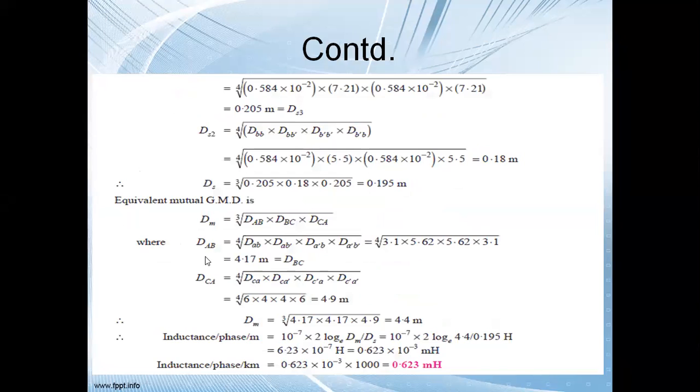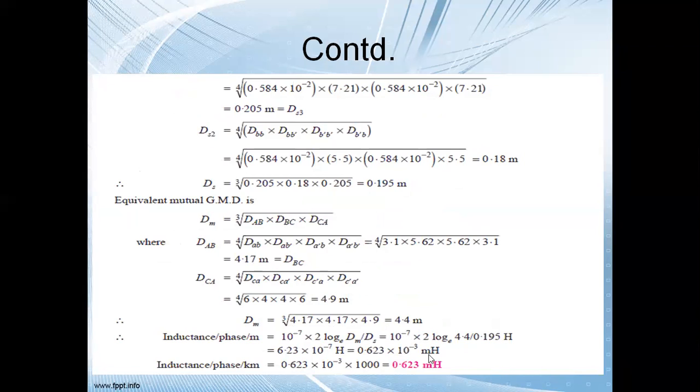So similarly, you need to calculate DBC and you need to calculate DCA. Then finally, the cube root of DAB into DBC into DCA. If you apply this formula, finally we will get the inductance of this particular configuration. Is it clear? Sir, why did we divide by 2?